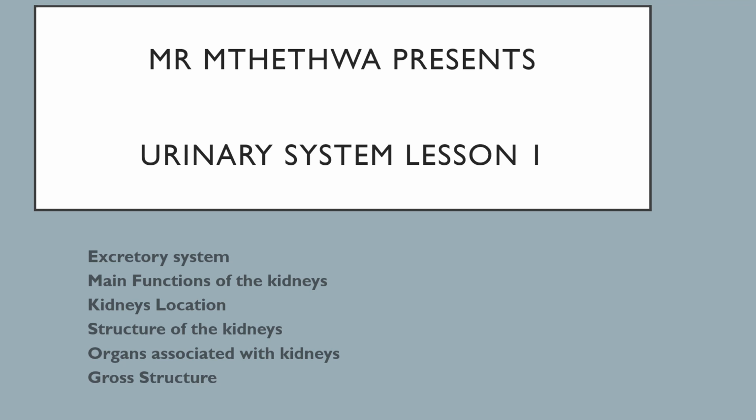Today's topic is the urinary system. This will be lesson number 1. The content that we will cover in this lesson will be the excretory system, which is the alternative term used for the urinary system. Then we will also cover the main functions of the kidneys, kidney location, structure of the kidneys, as well as organs associated with the kidneys, as well as the gross structure of the kidneys.